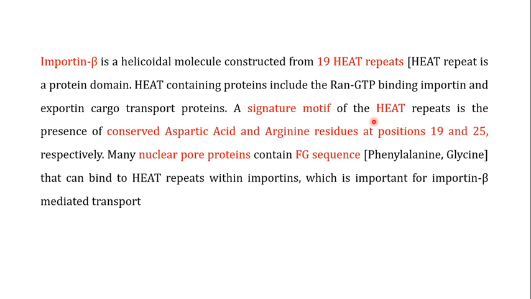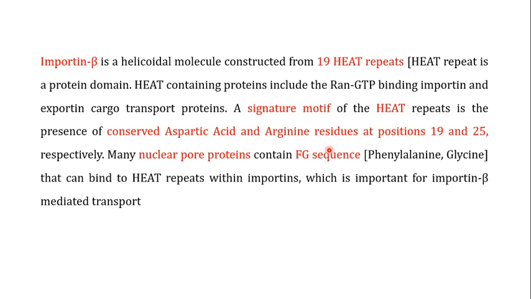So this means that Importin-β utilizes its HEAT repeats to interact with the nuclear pore proteins, and if it can interact with the nuclear pore proteins, it can move from the cytoplasm into the nucleus of the cell. As I've told you, Importin-β can transfer the cargo from the cytoplasm into the nucleus by itself. The reason is that it has the HEAT repeats, so it can interact with the FG sequences of the nuclear pore proteins and transfer the protein from the cytoplasm into the nucleus of the cell.